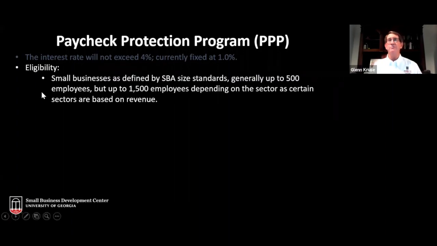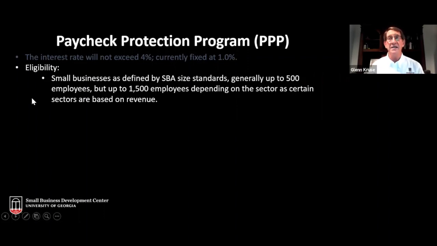So eligibility, you must be a small business as defined by the SBA. Generally, that's going to be 500 employees. You can go in and look at your NAICS code, on the SBA side, and they will tell you whether you qualify as a small business. The small business definitions have not been modified, with one exception in this plan.